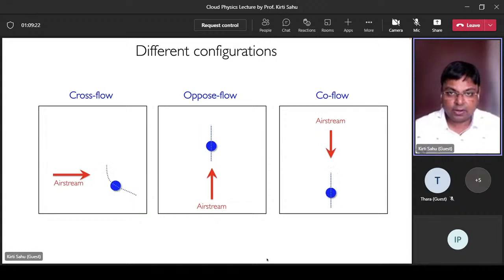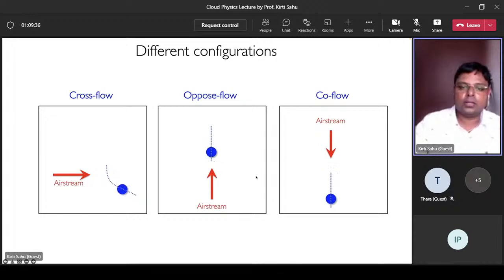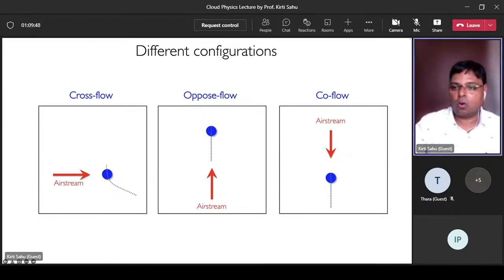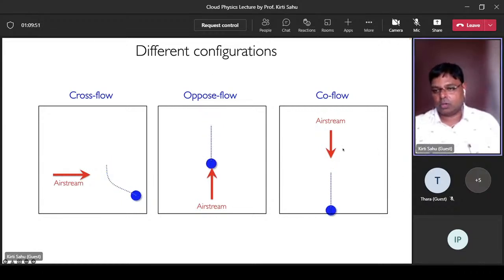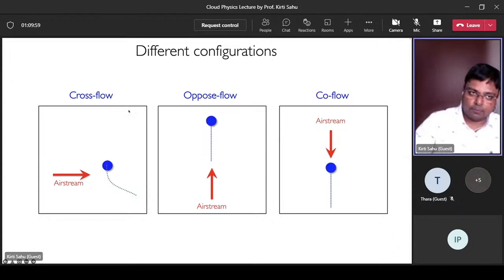There are three different configurations possible in this case. One is cross flow. The droplet is falling vertically, and the airstream is moving like this. It is a cross flow configuration. Then we can have opposite flow configurations wherein the droplet is falling in the vertical direction and the airstream is moving in the upward direction. And co-flow configurations wherein both the droplet and the airstream move in the vertical direction, in the same direction, and they can interact. So we have three configurations: cross flow, opposite flow, and co-flow.